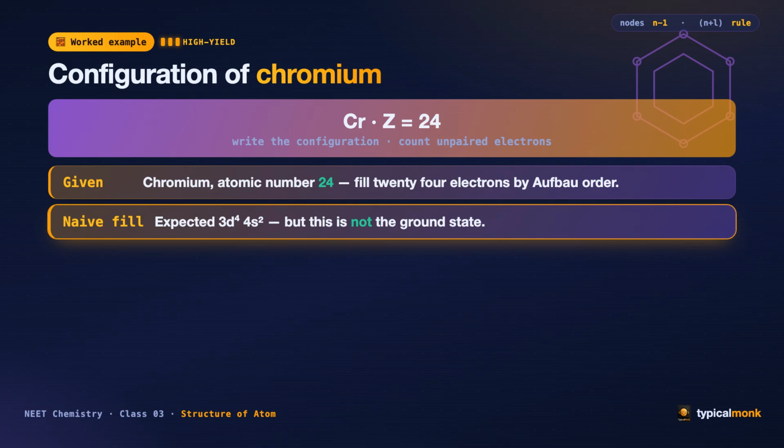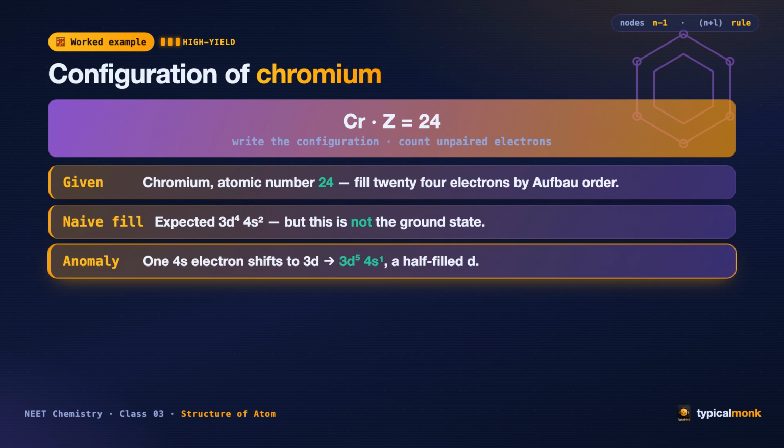Step 2. The naive fill. If we followed the simple pattern blindly, we would end with 3d4, 4s2. But this is not what nature chooses for the ground state. Watch closely. Step 3. The anomaly. One of the 4s electrons slips down into the 3d subshell, giving 3d5, 4s1. Now the d subshell is exactly half filled.